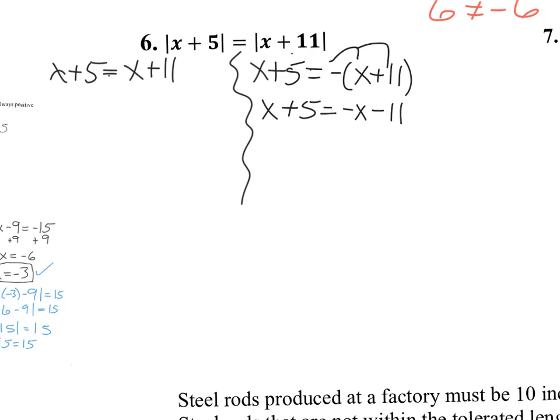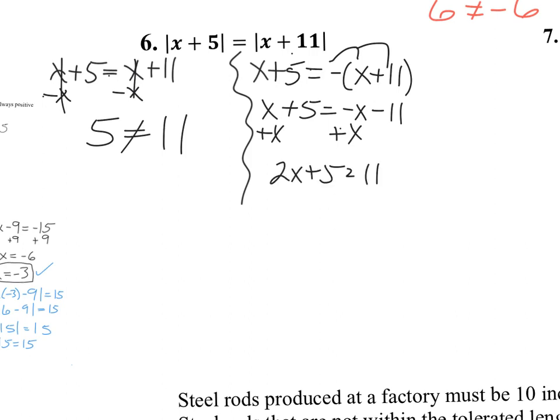Now, the left-hand side, let's go ahead and solve it all the way through. I subtract x from both sides, and these add up to 0, leaving me with 5 is equal to 11. Well, is that even a true statement? No, so that one's actually already done. No need to press forward on that one. But let's check the right-hand side. I add x to the other side. I've got 2x plus 5 is equal to -11. Subtract 5 from the other side, and I've got 2x is equal to -16. So x will equal -8.